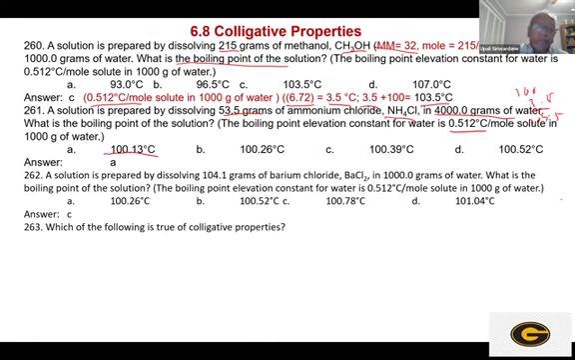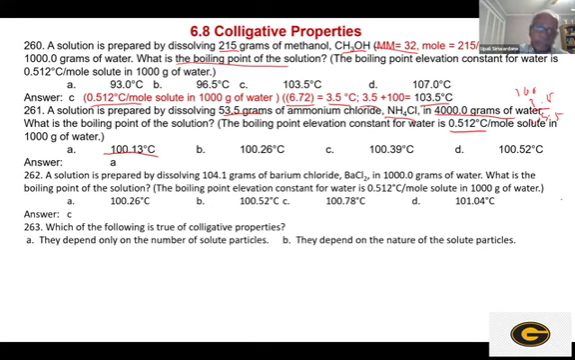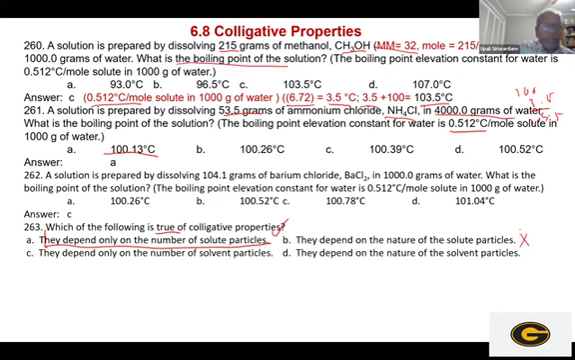Which of the following is a true colligative property? Which is true of colligative properties? They depend only on the number of solute particles. That's true. They depend on the nature of the solute. No. They depend on the number of solvent particles. It's nothing to do with it. That's just the medium. They depend on neither solute particles nor solvent particles. A is the correct answer.